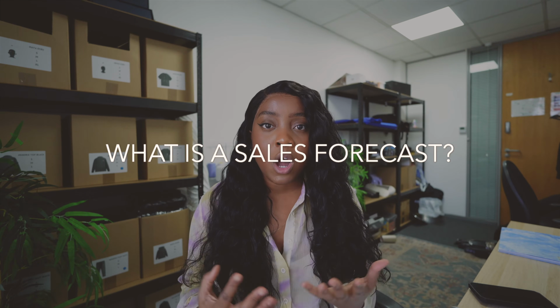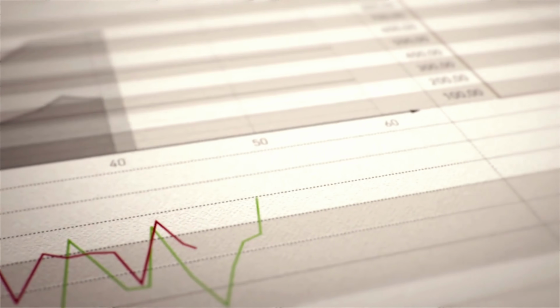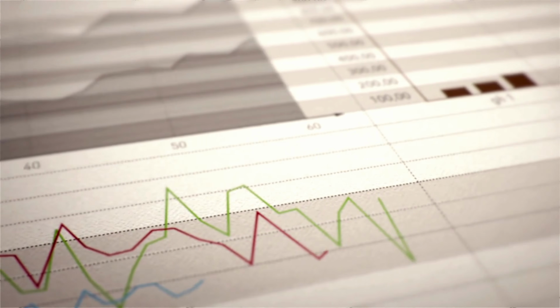So let's talk about what a sales forecast is. A sales forecast is typically a table, and it shows how many sales you are predicting to make over a period of a year typically. That's why it's called a sales forecast. It's like when the weatherman is talking about the weather, it's a forecast. They are forecasting the weather. So when I talk about predicting how many sales you're going to make over the year, this is what you would consider your business's financial year.